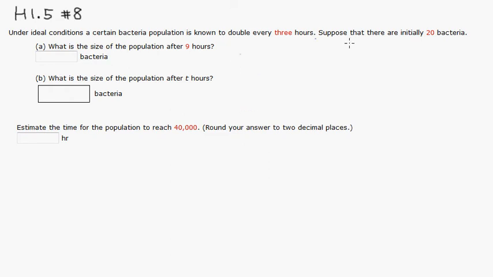All right, since it's 9 hours, and every 3 hours it doubles, it's going to double 3 times. So you start with 20. It doubles 3 times, which means you're going to have 20 times 8, which is 160. So after 9 hours, the population of the bacteria grows to 160.